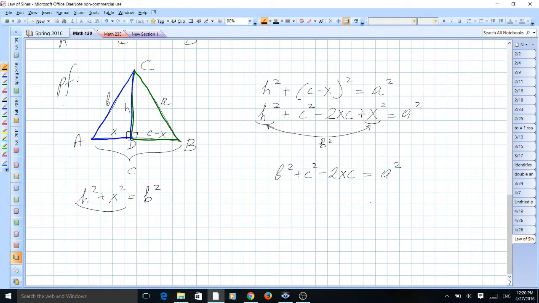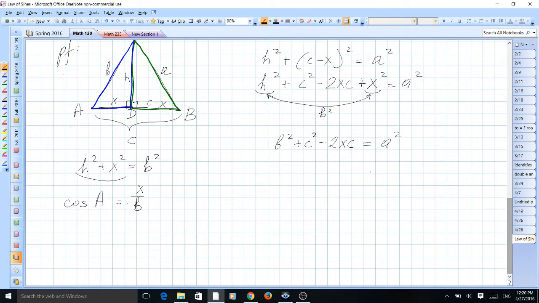Now I like all the a's and b's and c's, and the 2 is fine. It's starting to look exactly like my law of cosines right about now, but I need to replace x with an expression of cosine. So I'll take a look at my ACD triangle, my blue triangle. I can see that the cosine of A is adjacent over the hypotenuse, so it's x over b. If I multiply both sides by b, I'll end up with an expression for x in terms of b and the cosine of A. So x is now b cosine of A.